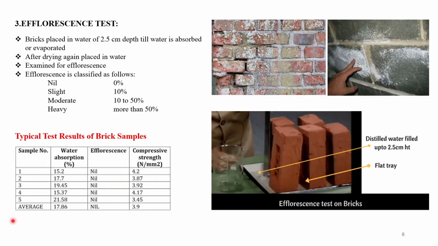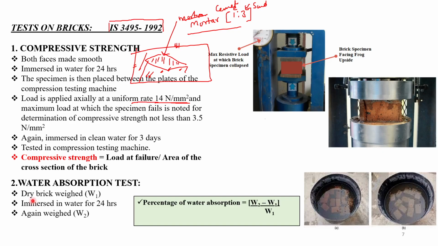Second test is the water absorption test. For the water absorption test, first of all we will take a dry brick. How will we get the dry brick? We will put the brick in an oven to achieve a constant weight, meaning we will keep the brick in the oven until there is no weight variation. We will put the brick in the oven at a temperature of 100 to 115 degrees centigrade.